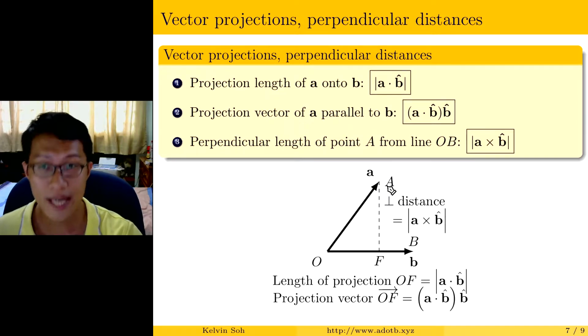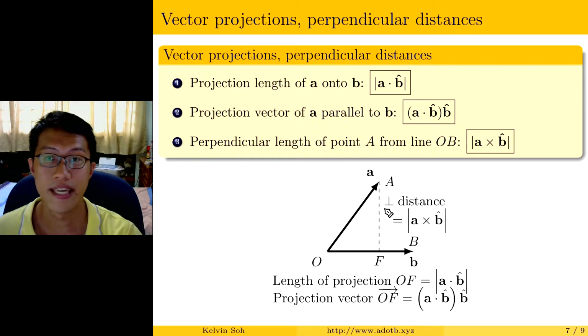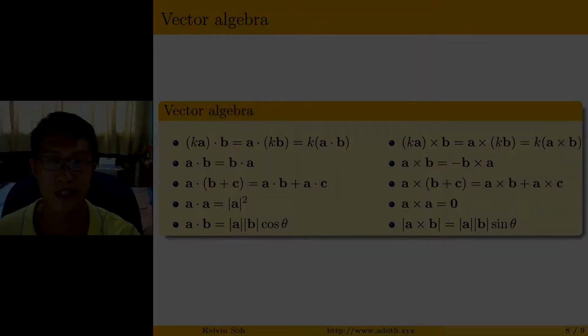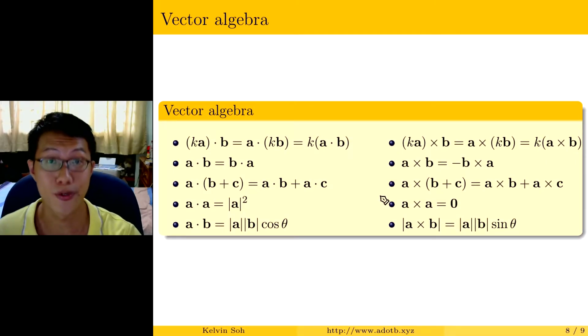So to get to that, we want the distance AF. AF is the opposite side in this right angle triangle, so it's related to the cross product. So we have a formula: the magnitude of A cross B hat will give us the perpendicular distance.